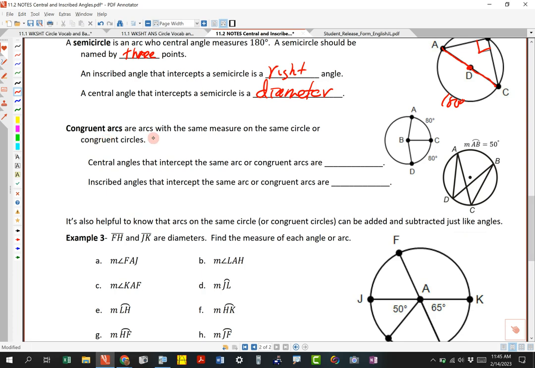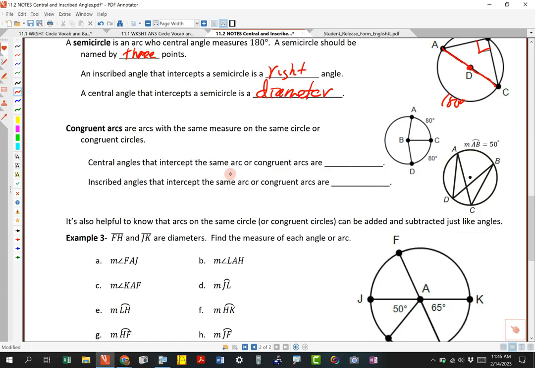Congruent arcs have the same measure on the same circle or on congruent circles. They can be congruent on the same circle because it's the same size, or on another circle that's the same size. But here's the problem. If I say I've got a 120 degree arc on this circle that's this big, and then I make it this big, the actual arc would measure the same in degrees, but it would be longer or shorter in real life, okay? So we have to be using the same circle or congruent circles.